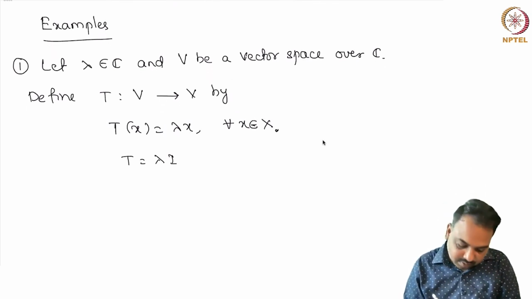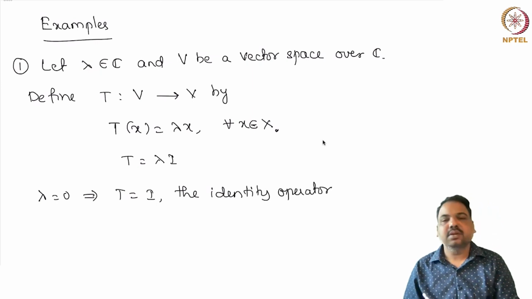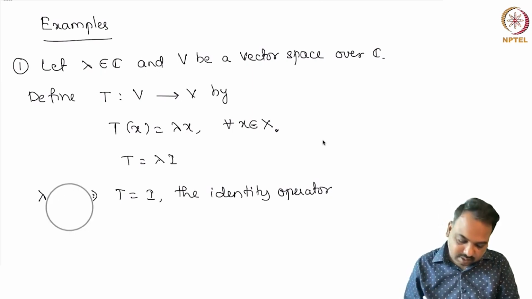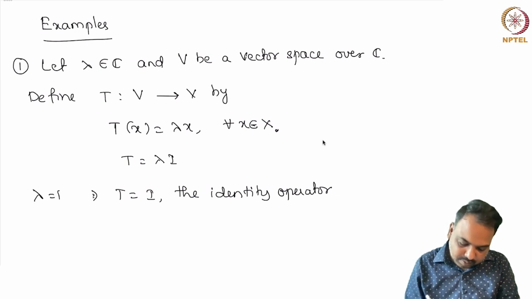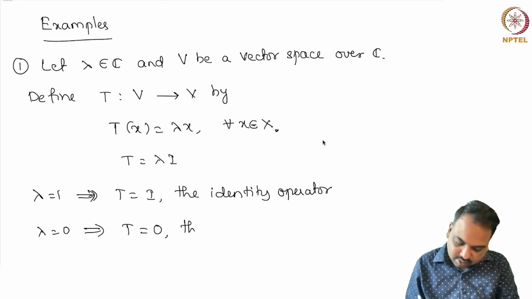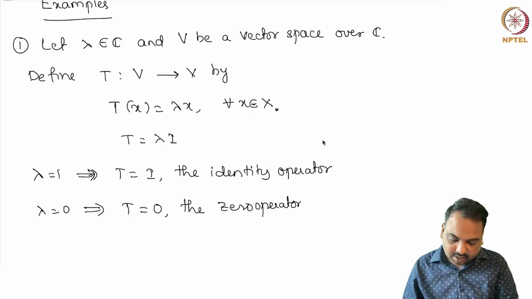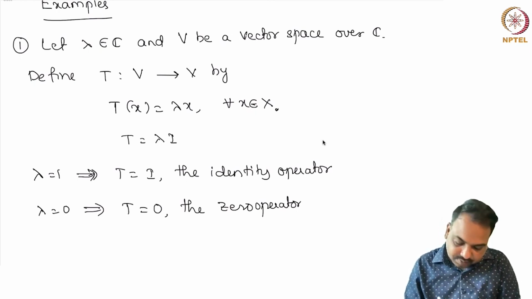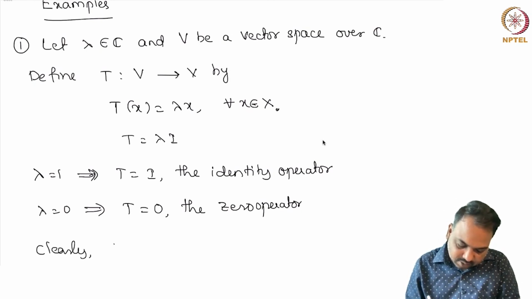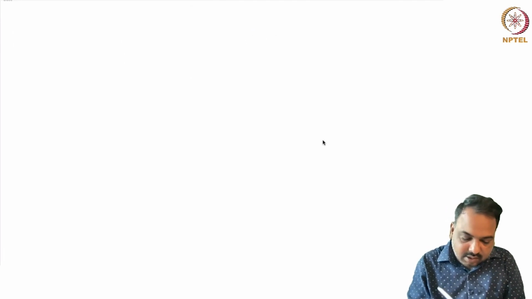When lambda equal to 1 we will get the identity operator. When lambda equal to 0 we get T to be the zero operator, which sends every vector of V into the zero vector of V. It can be easily checked that T is linear. This is a trivial example. Let us look at some more examples.